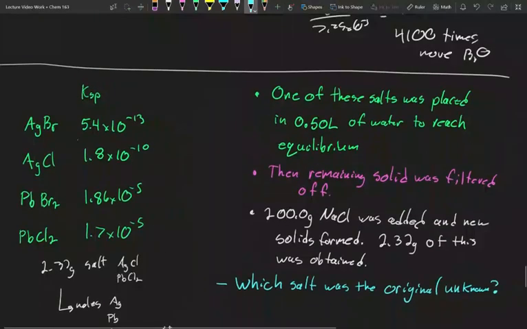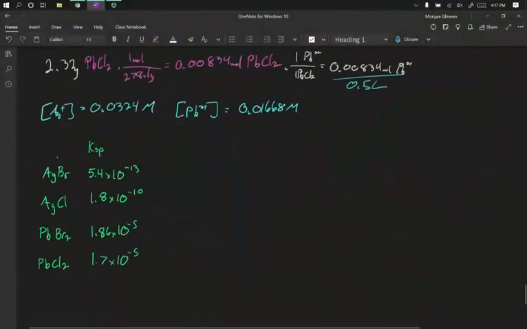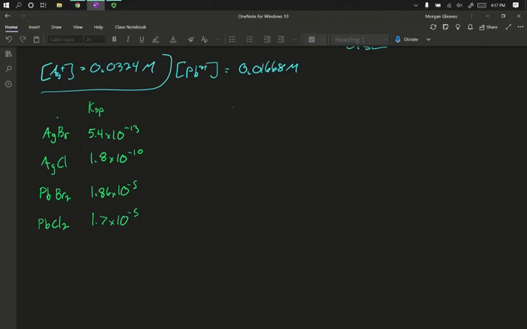We'll go back to our species here. We can go ahead and zoom in a little. Here were our two options, our silver and our lead. Here were our original species. We can use the KSP to figure out what the concentration of each of these ions should be.